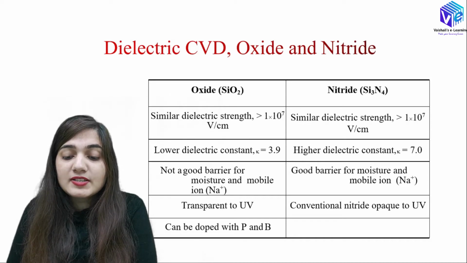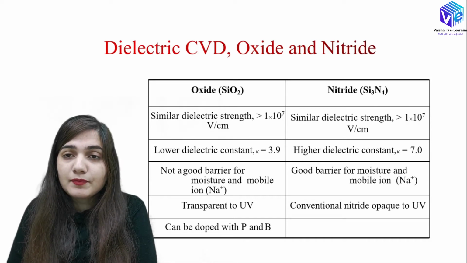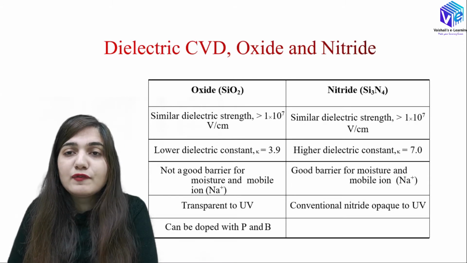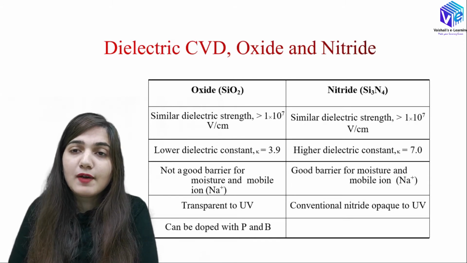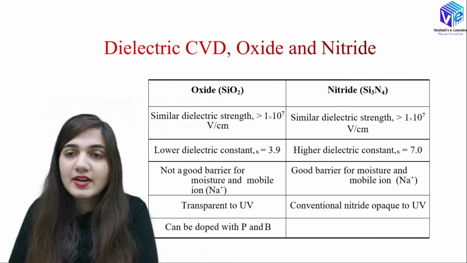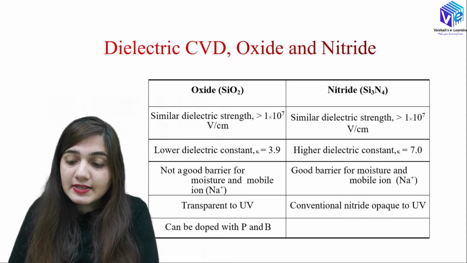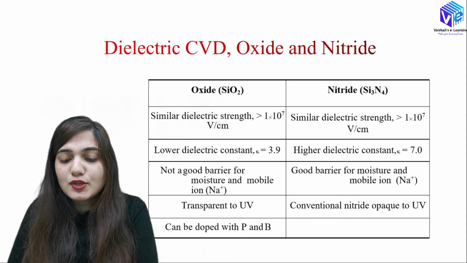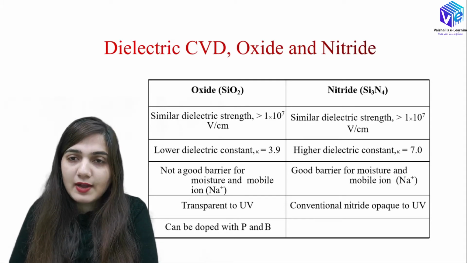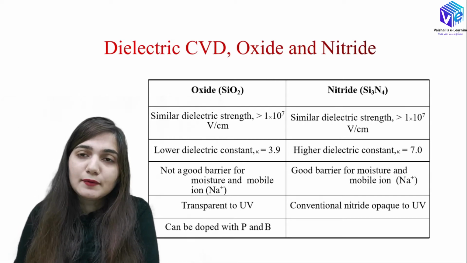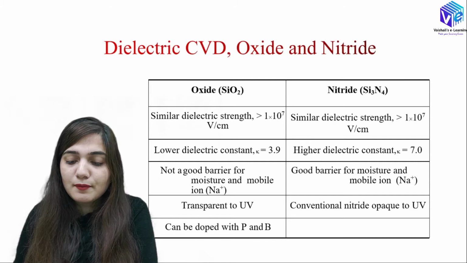Now oxide is transparent to UV ray, so it is not detectable with the help of UV ray. If I want to find out the thickness of the oxide, I cannot use the UV ray. Conventional nitride is opaque to UV, so we can use the UV to find out its thickness. Now oxide can be doped either with phosphorus or with boron.